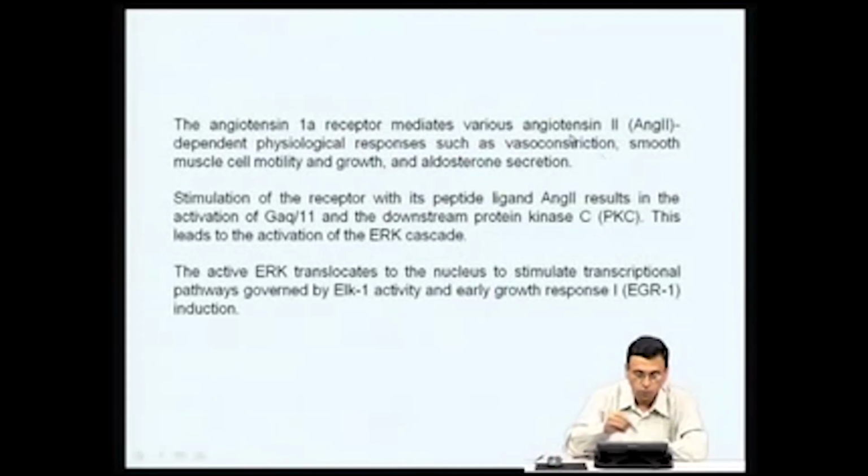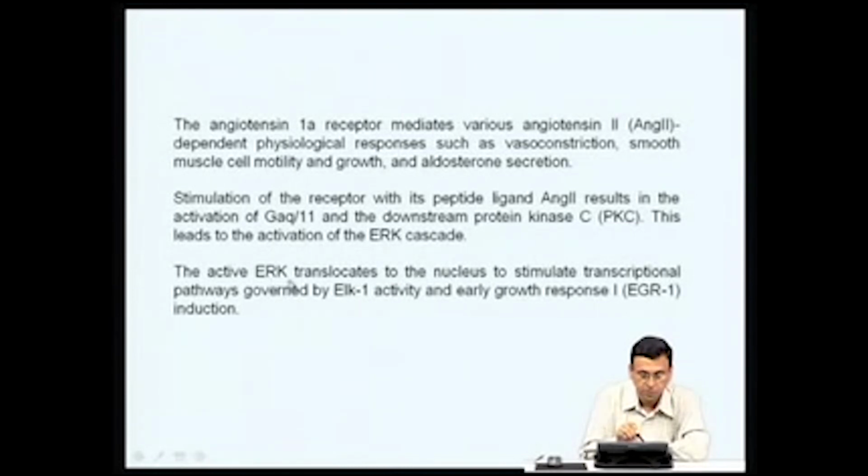This is just the details of what exactly are angiotensin 1 receptors. I will not go into the details. Suffice to know that stimulation of the receptor with the peptide ligand angiotensin 2 results in the activation of the GAQ11 subunit of trimeric G proteins, leading to the activation of protein kinase C. This leads to the activation of the ERK, or extracellular receptor kinase, cascade.